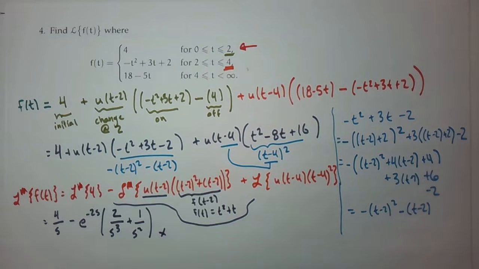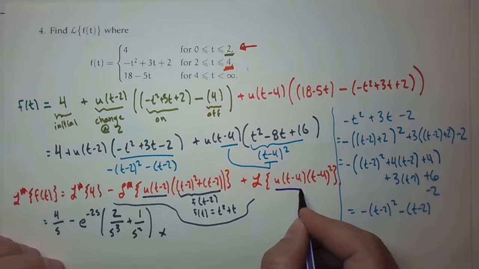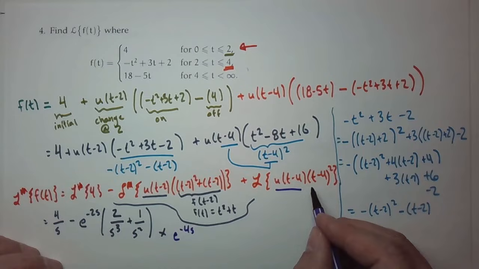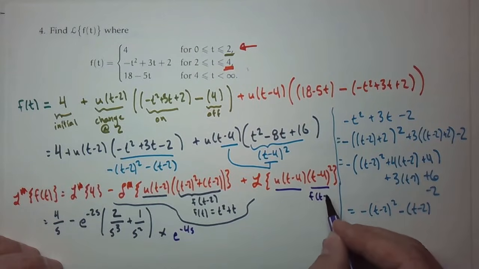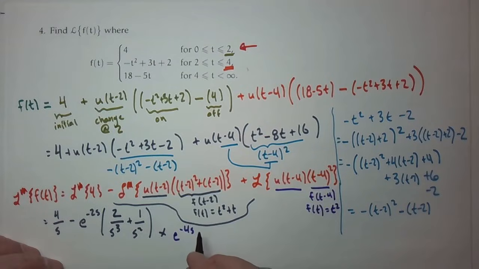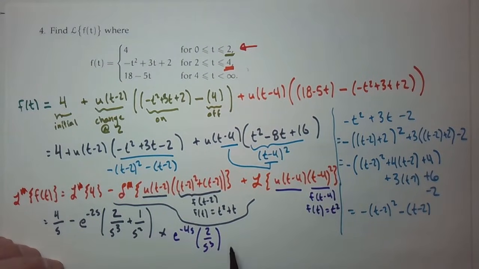For the next part, what do we see? U of t minus 4. So what do we know is going to be there? E to the negative 4s. And then we say, okay, this t minus 4 squared, that's our f of t minus 4. What would f of t look like? T squared. What's the Laplace transform of t squared? 2 over s cubed. And that's our answer. I'll rewrite it so it doesn't look weird.